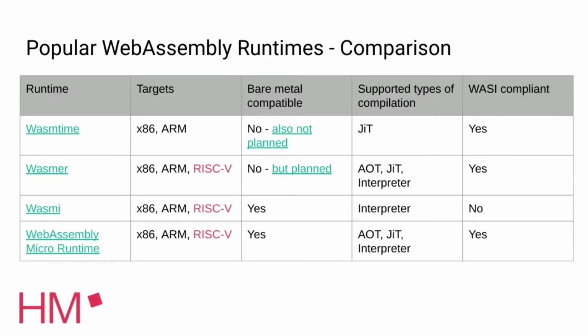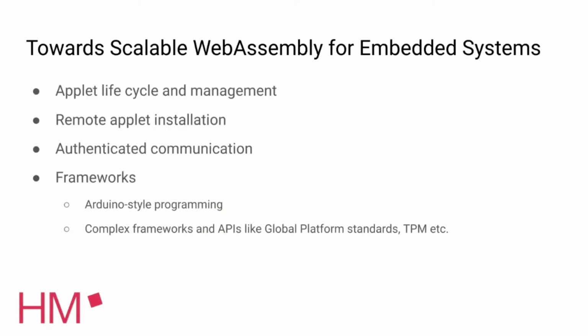And finally, there's the C favorite. There's many others in C, like Wasm3, for example. But the WebAssembly Micro Runtime also already has RISC-V support. It's very easy to use for bare metal usage, and it also supports ahead-of-time, just-in-time and interpreter mode. That's something you definitely want to have a look at if you want to start with WebAssembly for your embedded systems. So what do we need?